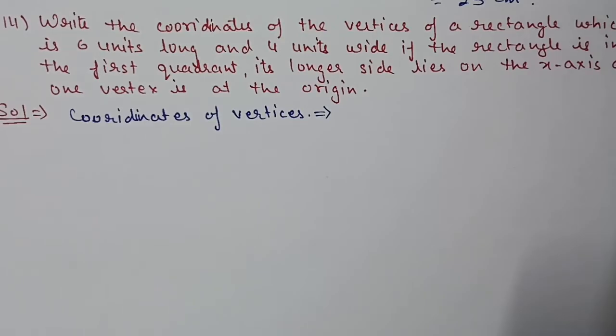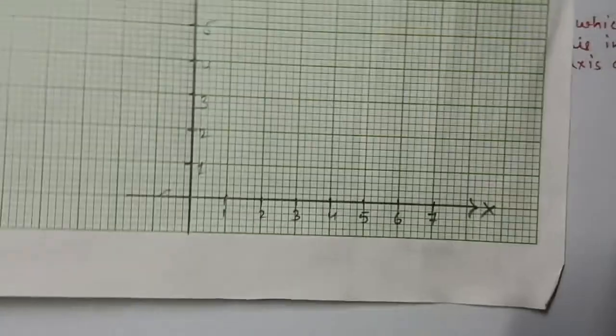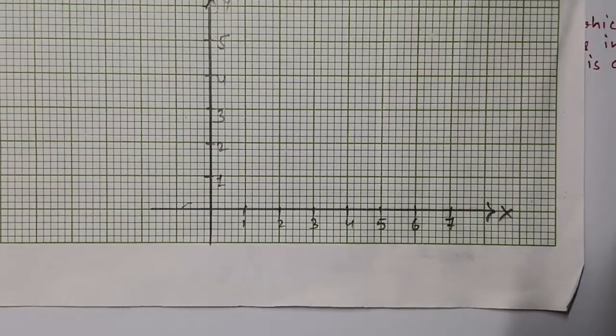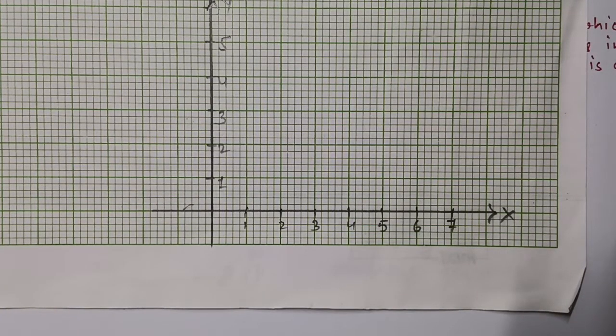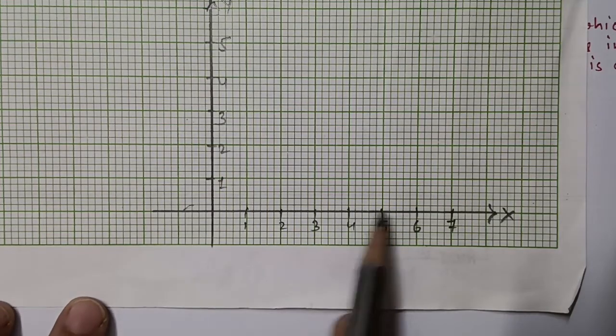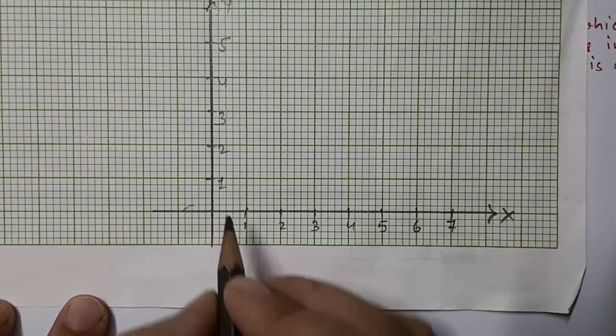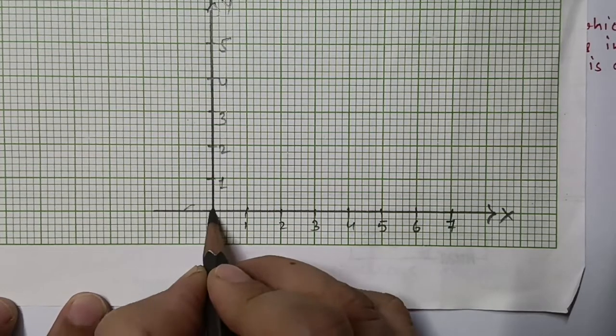Next question number 14. Write the coordinates of the vertices of a rectangle which is 6 unit long and 4 unit wide. If the rectangle is in the first quadrant, its longer side lies on the x-axis and shorter on the y-axis, and one vertex is at the origin. So for that, first we will take graph sheet. We will plot the first quadrant here, x-axis and y-axis. So they told here one side is 6 and the longer side is on the x-axis, shorter side on the y-axis, and one vertex is the origin, means this one.